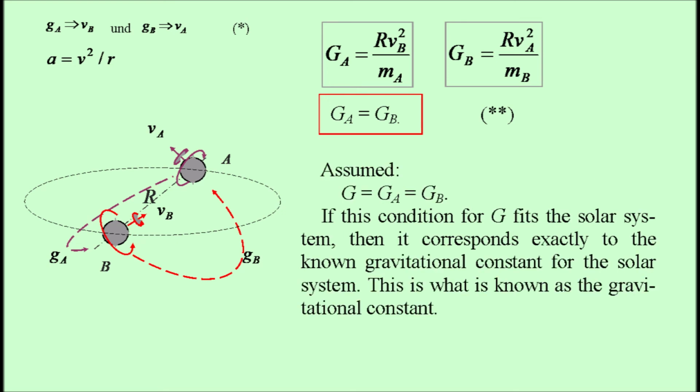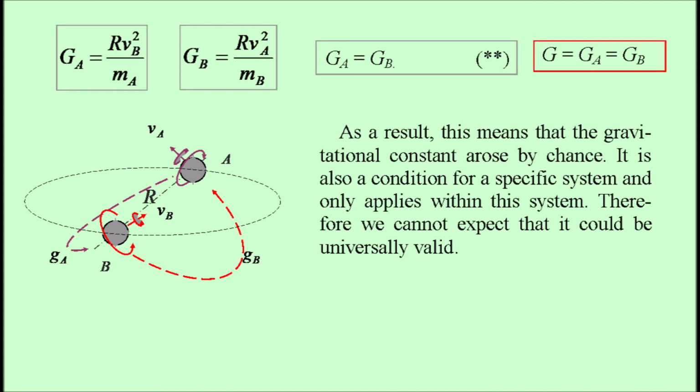Assume G equals Ga equals Gb. If this condition for G fits the solar system, then it corresponds exactly to the known gravitational constant for the solar system. This is what is known as the gravitational constant. As a result, this means that the gravitational constant arose by chance. It is also a condition for a specific system and only applies within the system. Therefore, we cannot expect that it could be universally valid.